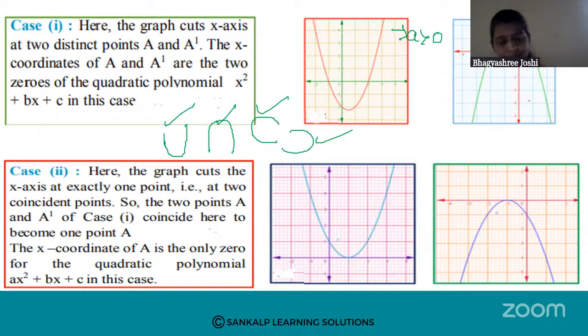Okay, understood? Yes. Next, and in this case, how many zeros does it have? 2 zeros. That is, we call it as alpha, and it is alpha dash. Here alpha and alpha dash are the two zeros of this quadratic polynomial. Yes. Next, here the graph cuts the x-axis at exactly one point, that is at two coincident points. So the 2 points alpha and alpha dash of case 1.